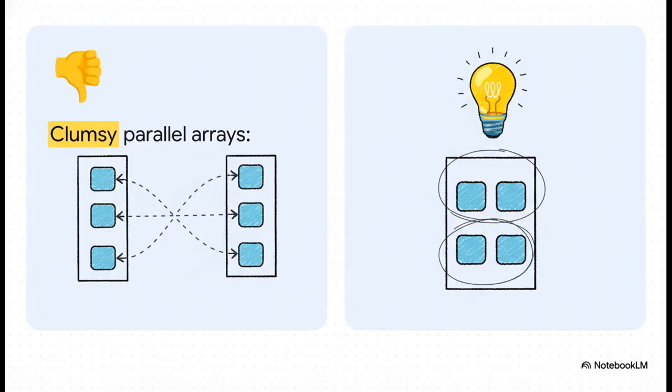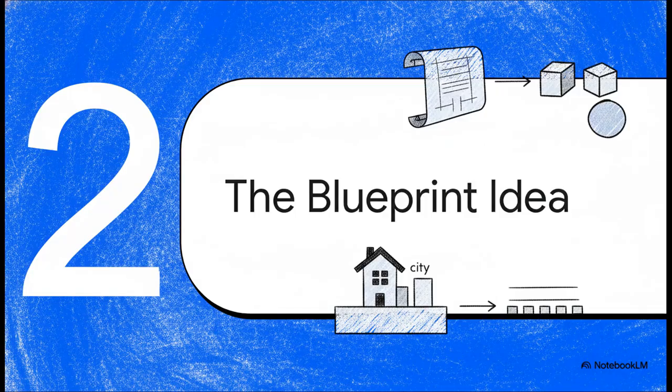Now, one way you could do this is with something called parallel arrays. So you'd have one array just for the X coordinates and a totally separate array for the Y coordinates. And look, it kind of works. To find a city, you'd have to say, okay, grab the item at index 5 from the X array and match it with the item at index 5 from the Y array. But it feels clumsy, doesn't it? The only thing linking a city's X to its Y is that they happen to share the same index. It's fragile, it's just asking for bugs. There's got to be a better way to do this. And you guessed it, there is.